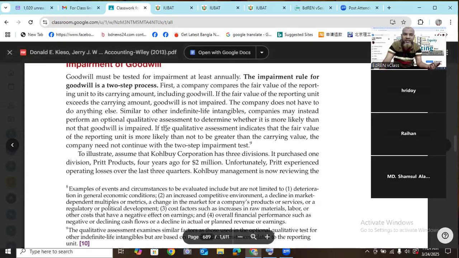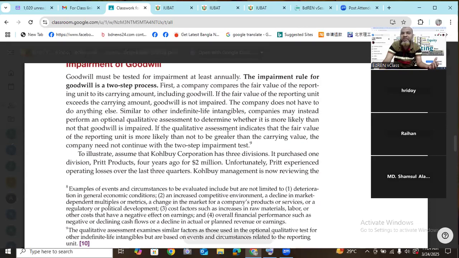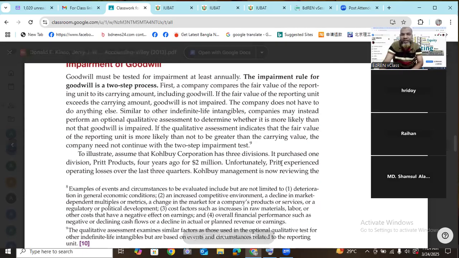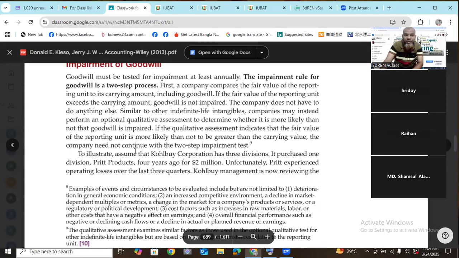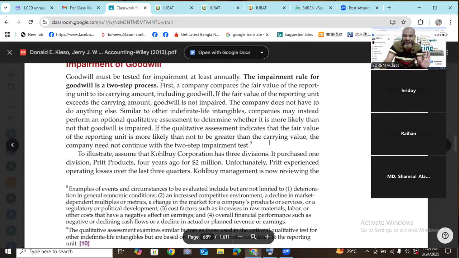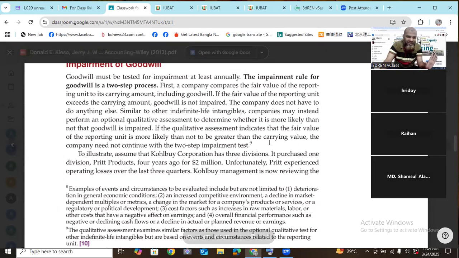And then another process is qualitative assessment. If the qualitative assessment indicates that the fair value of the reporting unit is more likely than not greater than the carrying value, the company need not continue its two-step impairment test. If I give you one example, it will be more clear.